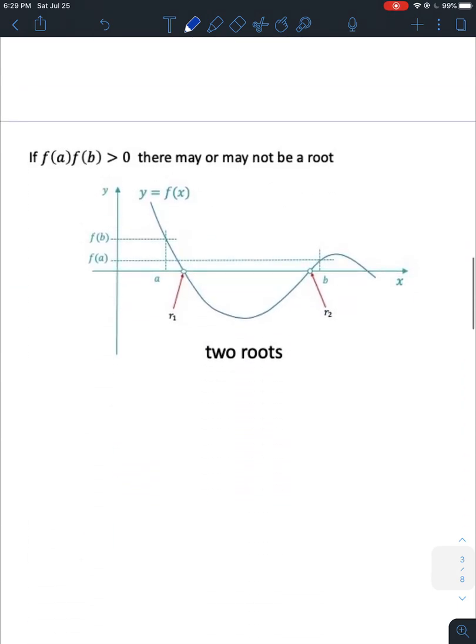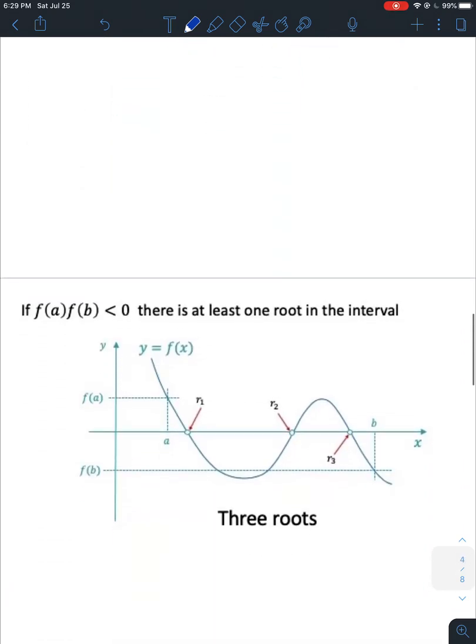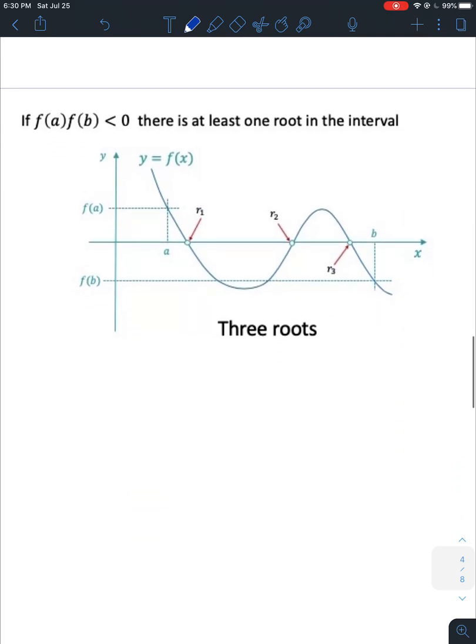However, here, f(a) is a positive number, and here f(b) is a positive number, so f(a) times f(b) is a positive number, but there are, however, two roots. And in this case, it's underneath, and there are three roots, so we don't know, there could be 1, 2, 3.